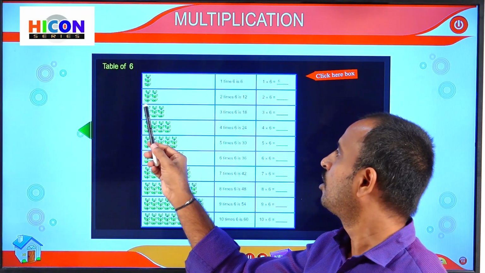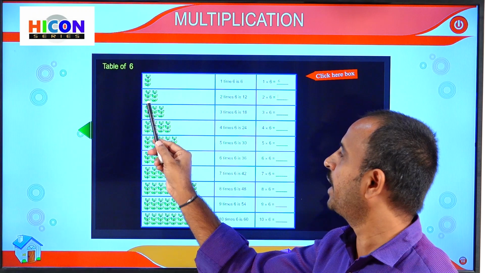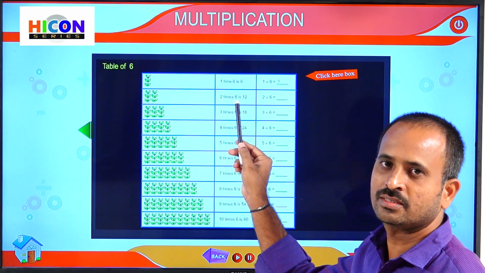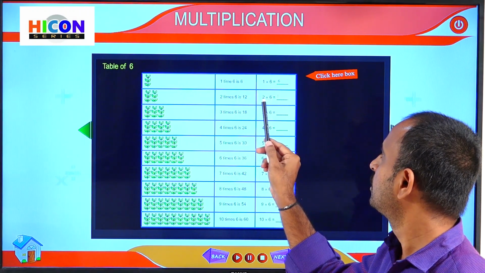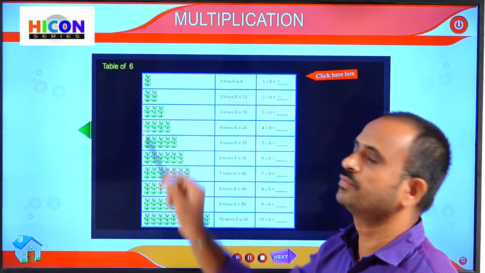See the next one. How many groups are there? 2 groups of leaves are there. And each group has 6 leaves. And it can be written as 2 times 6. And 2 into 6. 2 6 jar. 12. That means there are total 12 leaves.